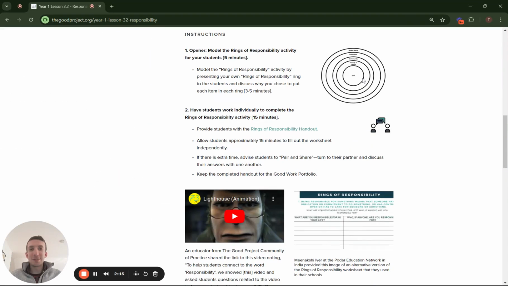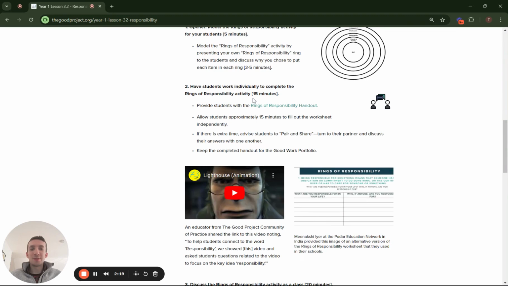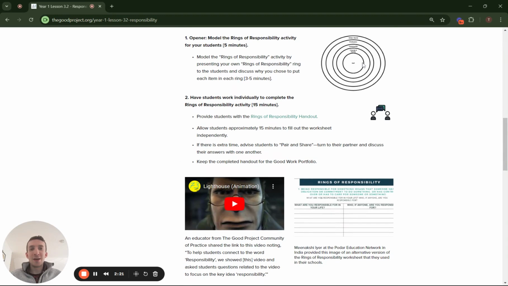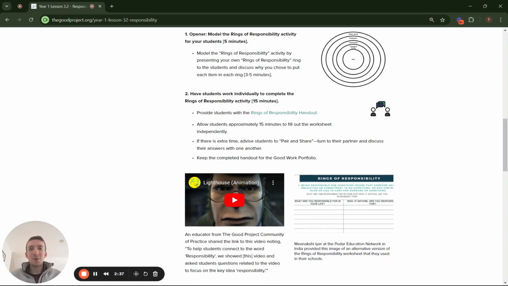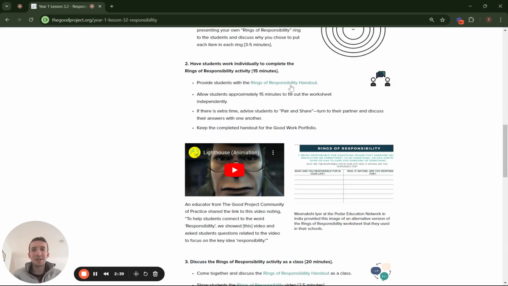So moving from the self outward and then thinking about how the different responsibilities in each ring might be mapped onto that framework. You could talk through your own example. You could use a fictional character, maybe someone you've talked about in class, to help model how the Rings of Responsibility model would function for another person before giving students in the second part of the lesson the opportunity to do it themselves.